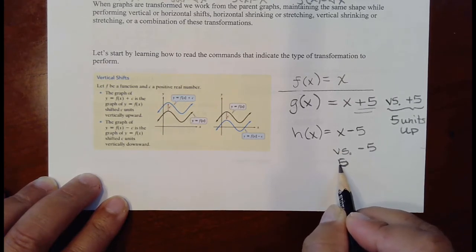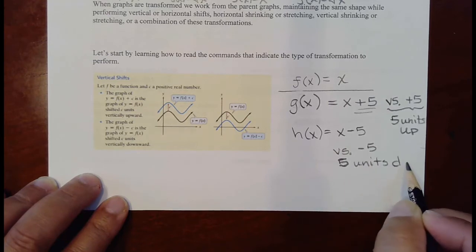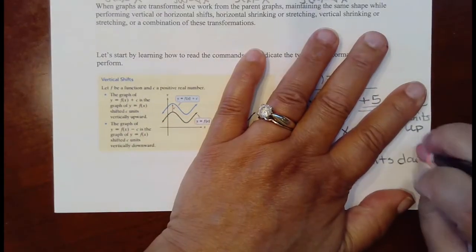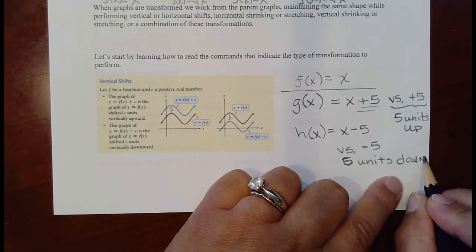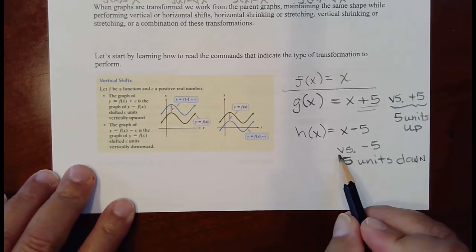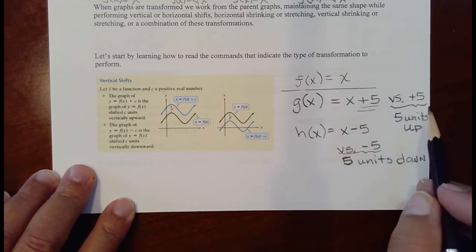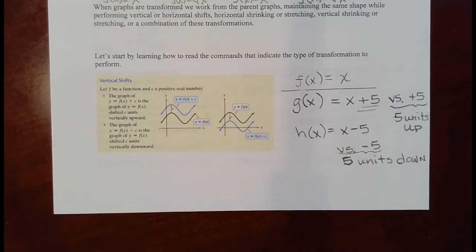So point being, when you're doing a vertical shift, that number will not be in any kind of grouping symbols with the x. It'll be a free, loose term, and you will not switch the sign. You will act upon your vertical shift using the same sign that you see in the equation. If it's a +5, you'll go 5 units up. If it's a -5, you'll go 5 units down, or whatever the constant happens to be. The point being, go up if there's a plus, down if it's a minus sign.